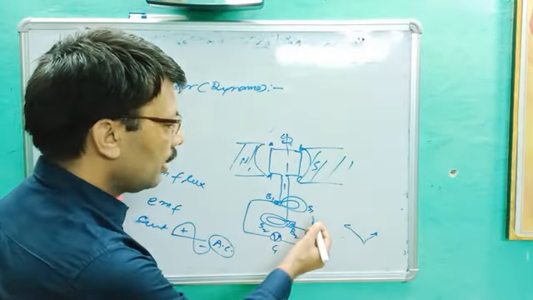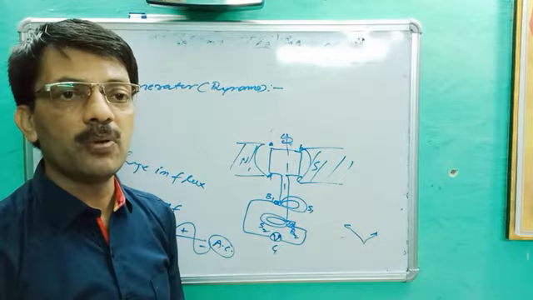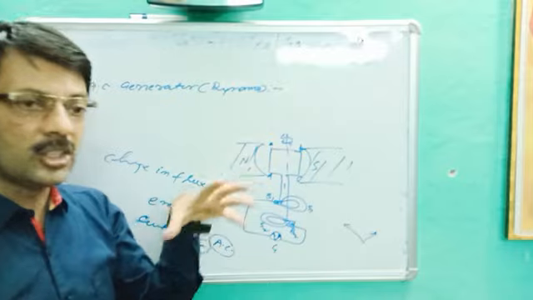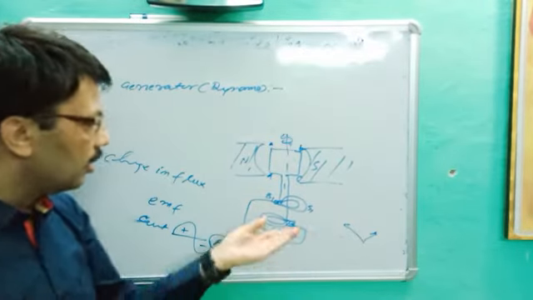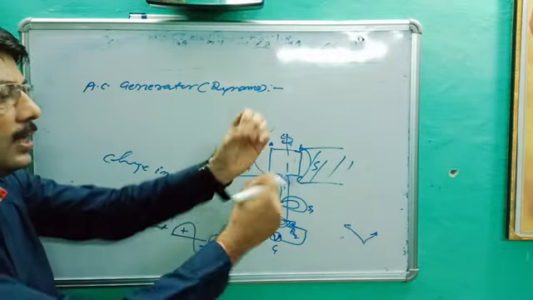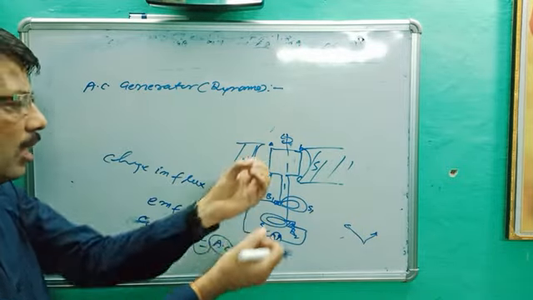But keep in mind, S1, S2 will not change their position. In that case, S1, S2 are split rings. They change the position after every 180 degrees. Here, S1, S2 will never change their position. They will do like this. All the time they will rotate.